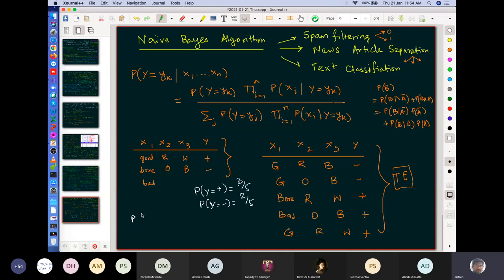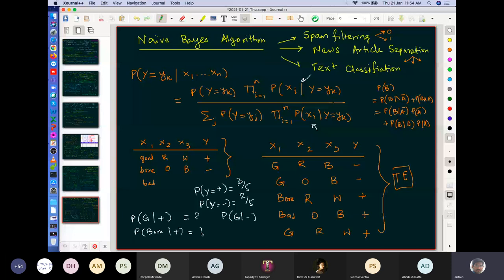Then what will you do? You will try to estimate: what is the probability that x1 is good given that it is plus? What is x1 is good given that it is minus? What is x1 is bored given that it is plus? You are getting these estimates, right? All these estimates I need to make now.